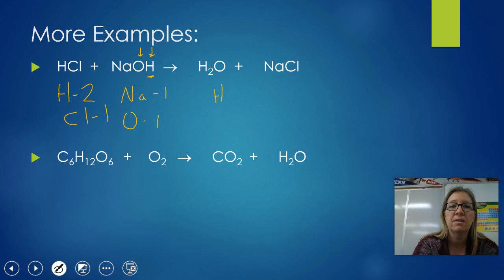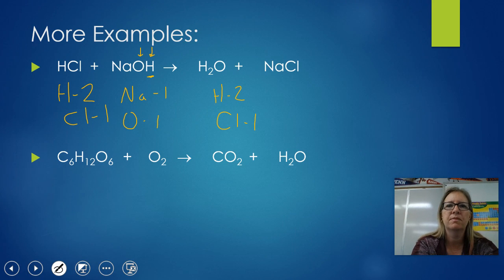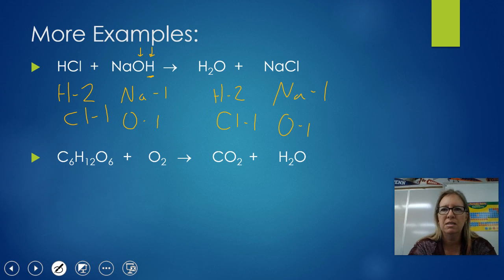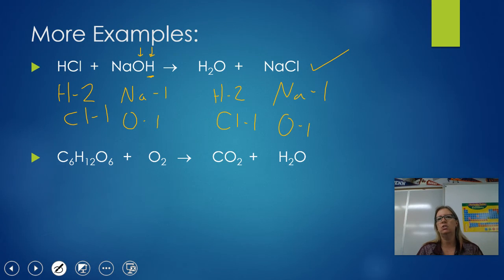Over here, I also have 2 hydrogen, all right? I also have 1 chlorine. I also have 1 sodium, and I also have 1 oxygen. Well, what does that mean? It means that this is already balanced. We don't have to change it at all. But until you kind of verify that, you got to double check. So that's totally balanced.